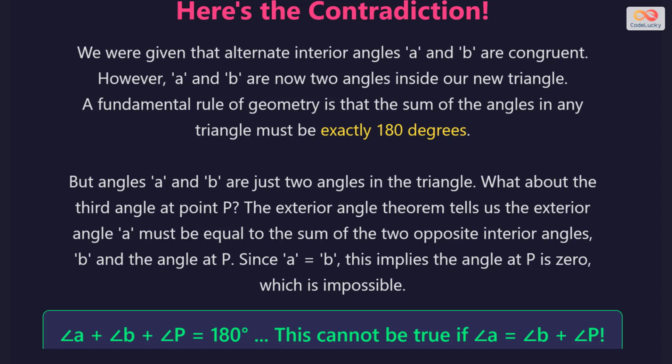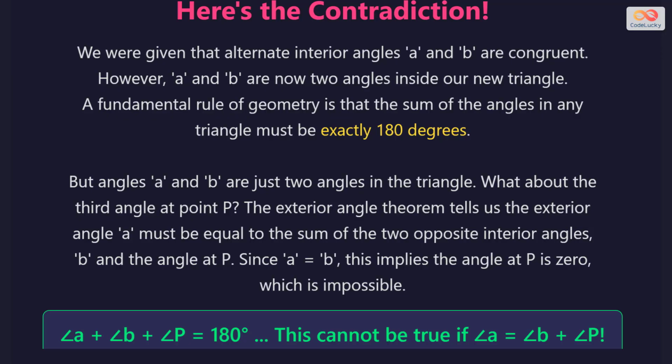Here is where the problem appears. A solid rule in geometry is that the sum of the angles in any triangle must equal 180 degrees. But there's another rule, the exterior angle theorem. It says an exterior angle of a triangle equals the sum of the two opposite interior angles.